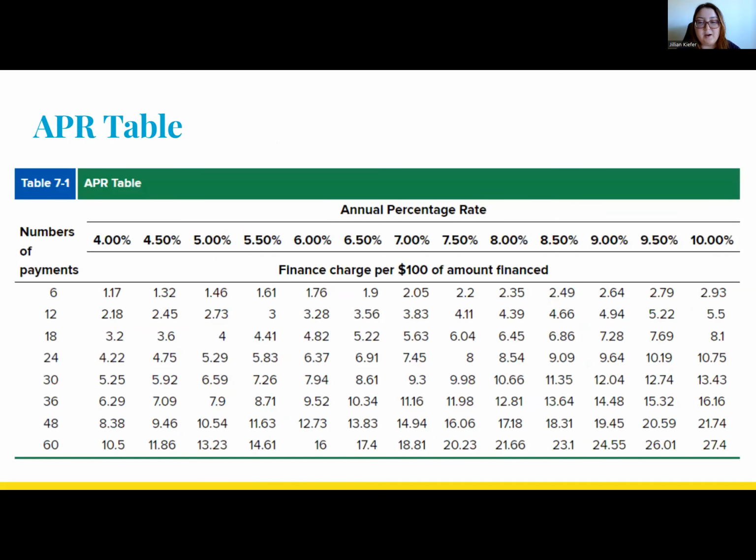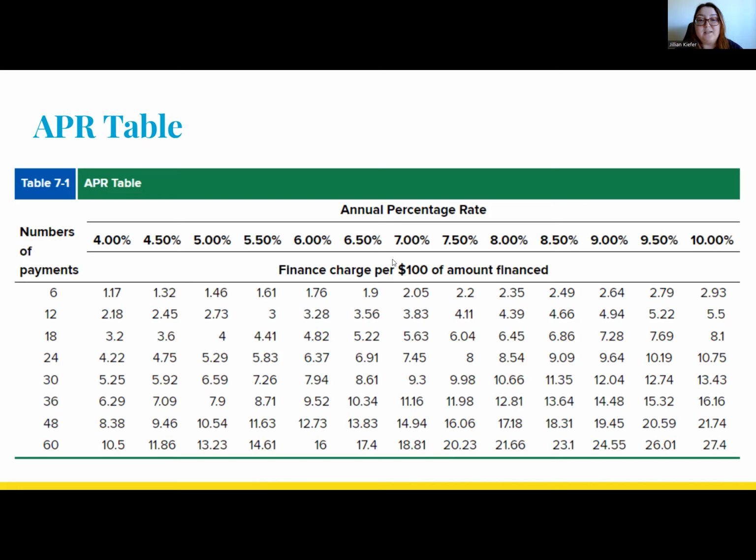So let's take another look at our APR table. Here we see that finance charge per $100 of amount financed. Let's say you were being charged about $2 for your number of payments being 6. So you would go across until you found the value of $2. It looks like it would be right in between here. We have $1.90 and $2.05. So $2 lands anywhere in between this range, so I know my APR is actually somewhere between 6.5% and 7%.